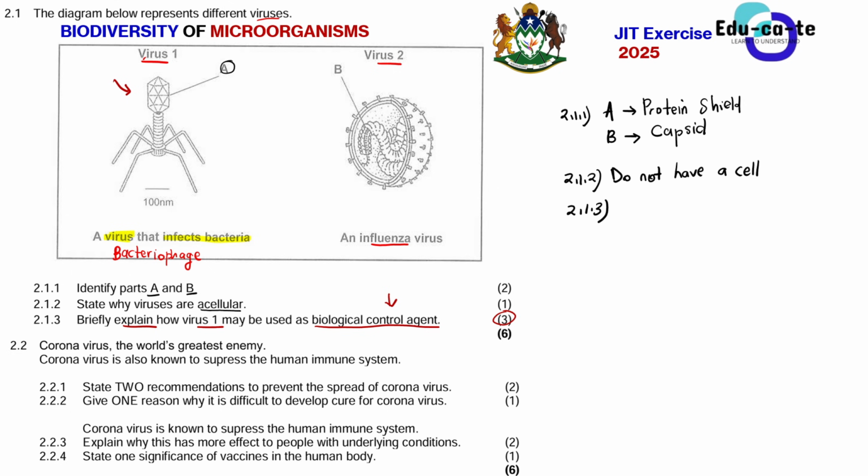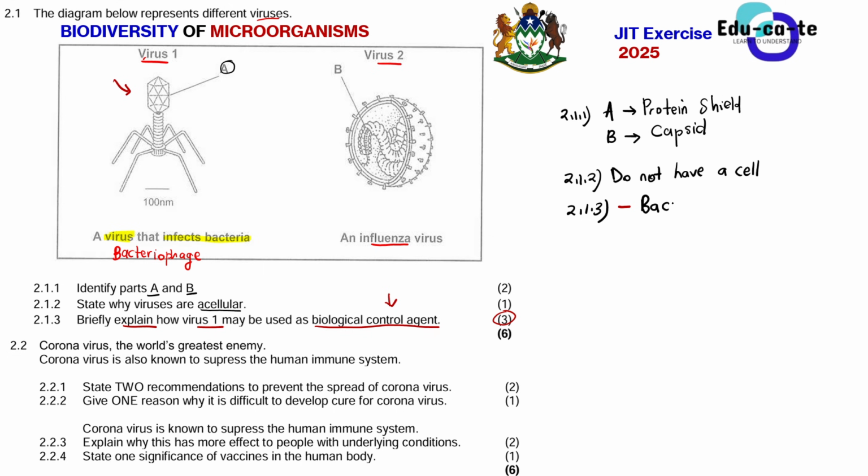Let's just say, for example, right now you are infected with cholera. Cholera is caused by Vibrio, is caused by a bacterium, okay? Cholera is caused by a bacterium. So when we use a bacteriophage, this virus that is known as a bacteriophage, it will be able to kill the bacteria causing cholera. So it can be used as a biological control agent. What is the first thing that you can mention there? The bacteriophage, or you can say virus number 1.